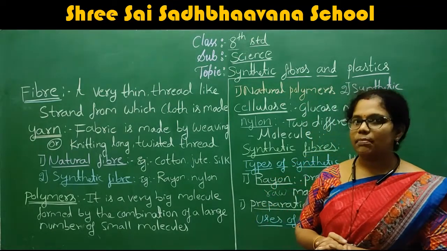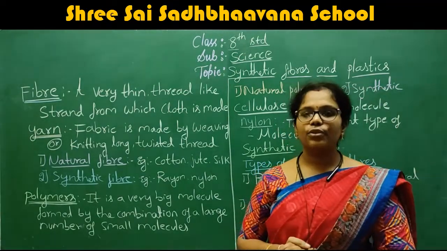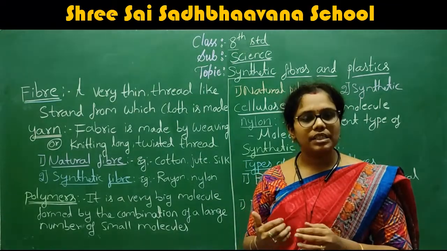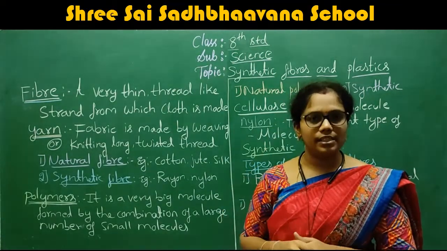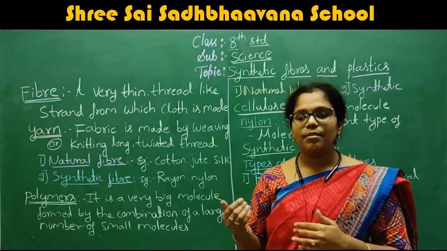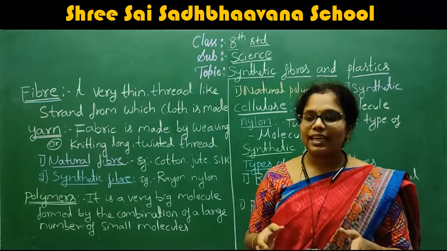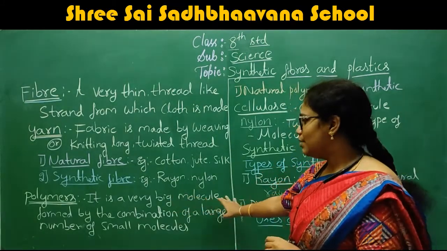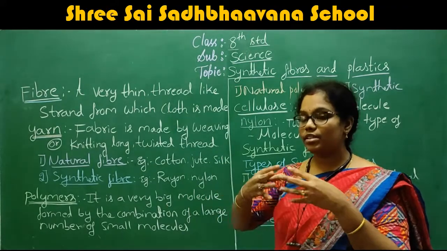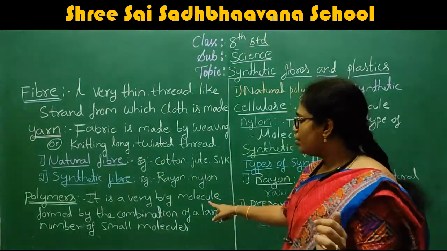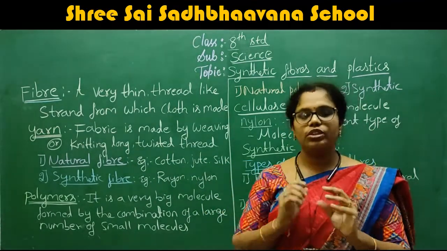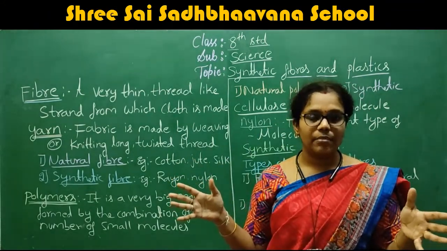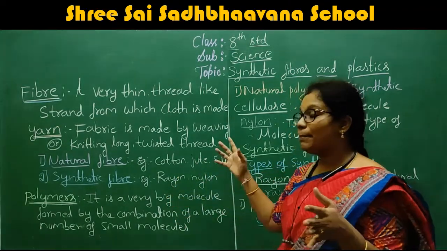What are polymers? In Greek, the word polymer is divided into poly, meaning many, and mers, meaning unit. Therefore, what exactly is the definition of polymers? A polymer is a very big molecule. Poly means many, mers means unit. Therefore, it is a very big molecule.